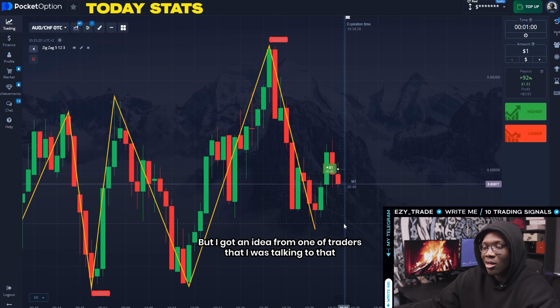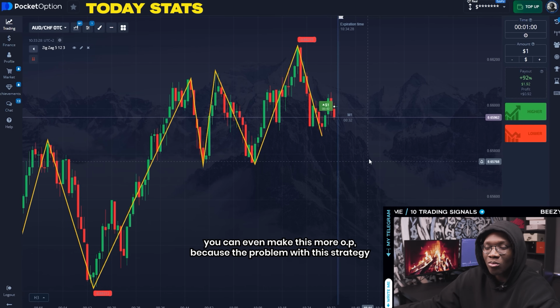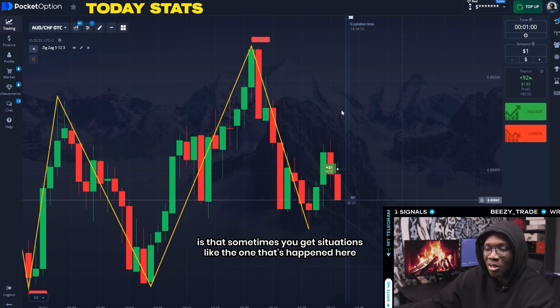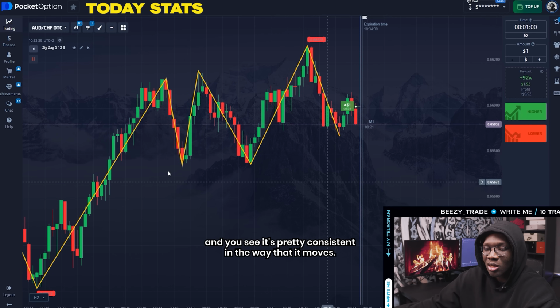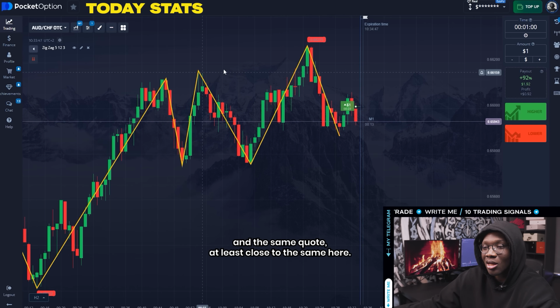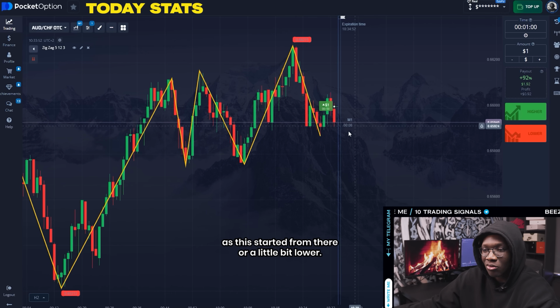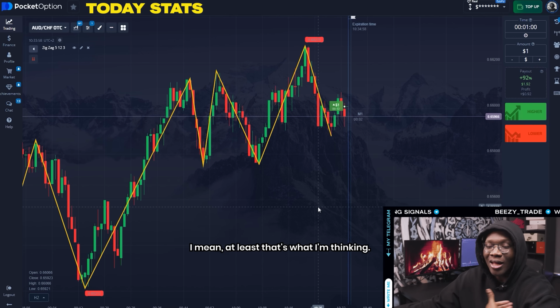But I got an idea from one of the traders that I was talking to that you can even make this more OP, because the problem with this strategy is that sometimes you get situations like the one that's happening here, where you've seen the market move this way, and you see it's pretty consistent in the way that it moves. It bounces off right here or here, and the same, at least close to the same here. So you're expecting the reversal to be either a little bit higher, as it started from there, or a little bit lower. Maybe it bounces off of there. That's what you're thinking. I mean, at least that's what I'm thinking.